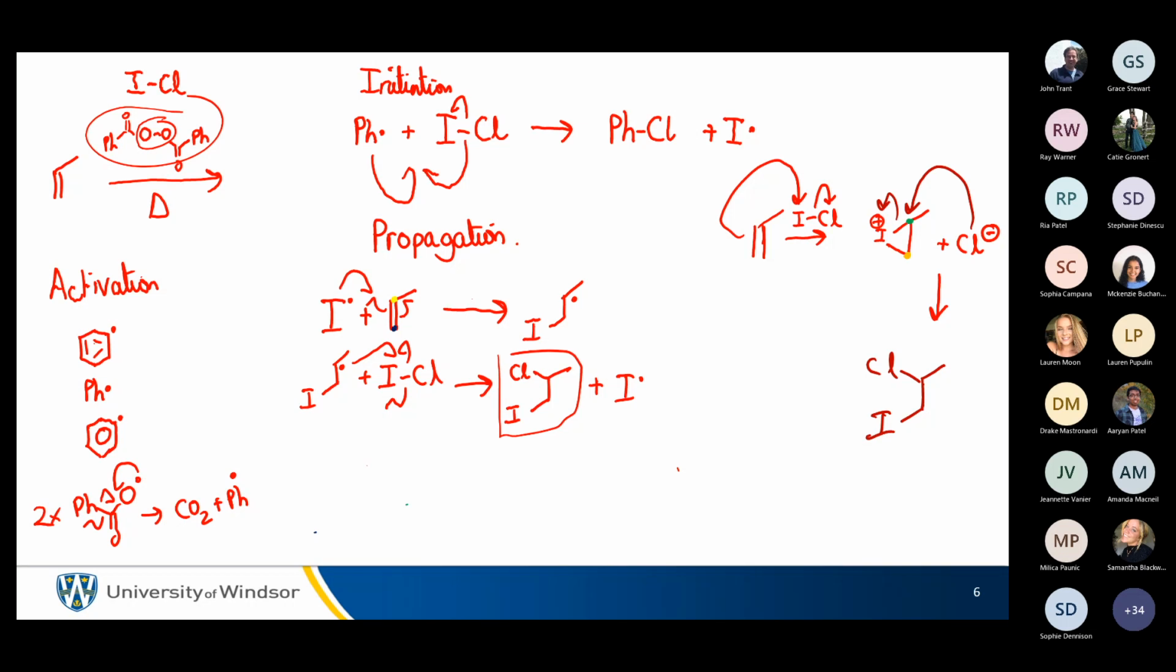Now the radical is not looking for a positive thing. It kind of comes in, and there's the iodine chlorine bond.